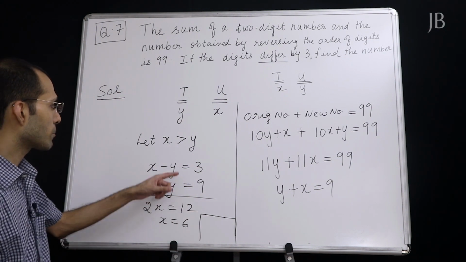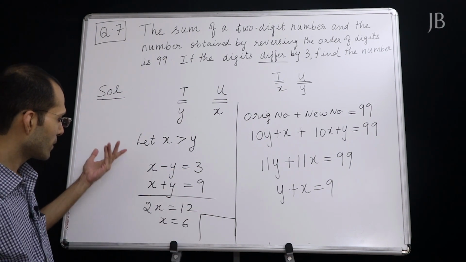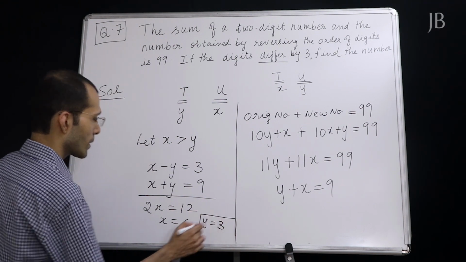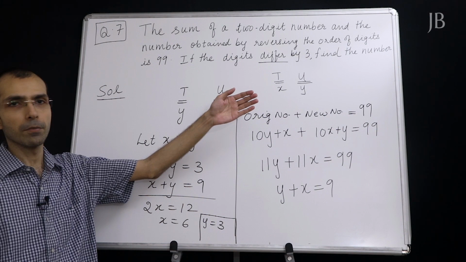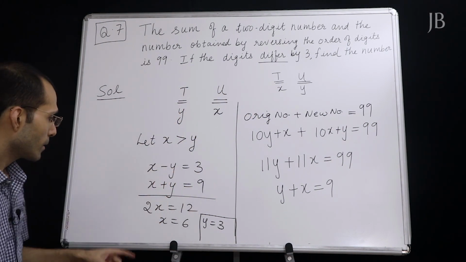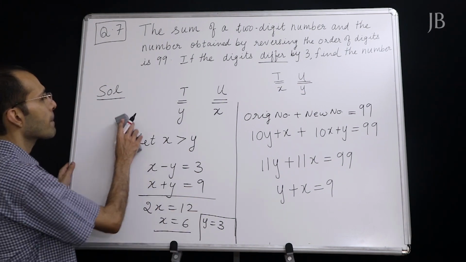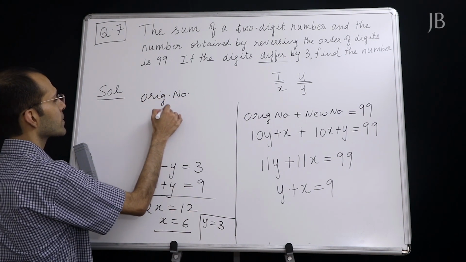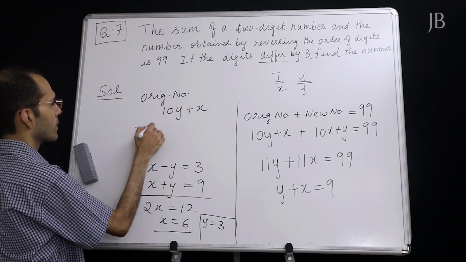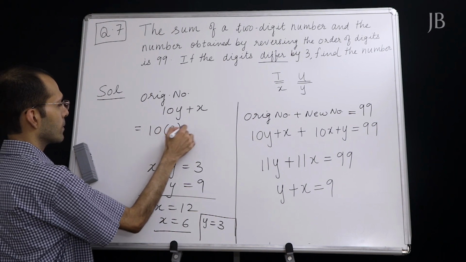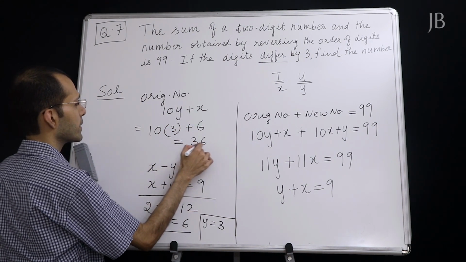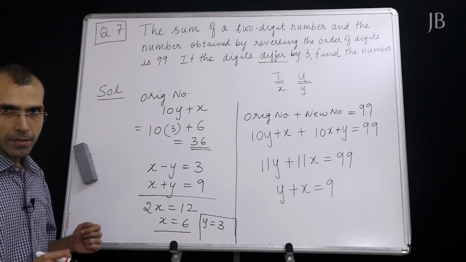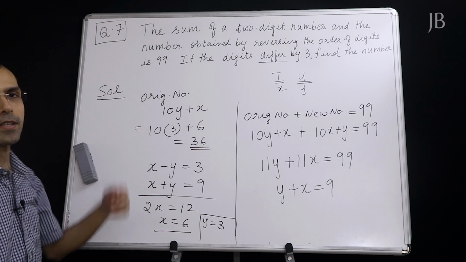If x is 6, we will have to find out y now. So substitute in this equation or in this. So 6 minus y is 3, so y will be 3 here. But hold on, what does the question say? Find the number. Number means the original number. So x is 6 and y is 3. The original number was how much? 10y plus x. So 10 into 3 plus 6, that is 36. So the original number was 36 in this case. Okay with this sum? So this completes your question number 7.